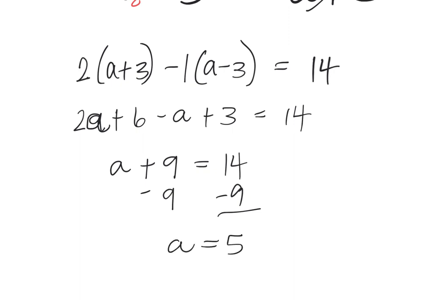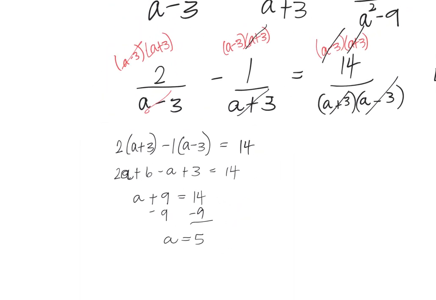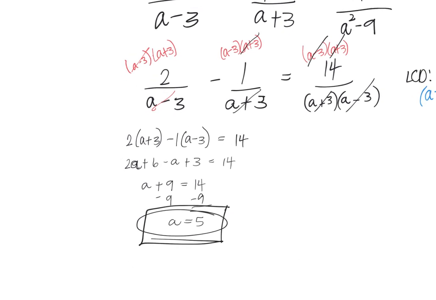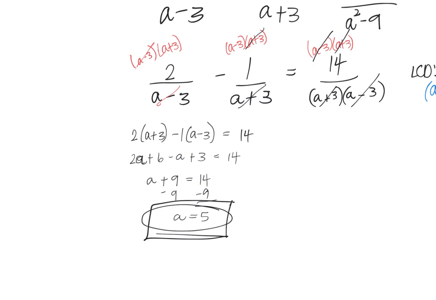So 5 equals a. You do want to go back and make sure that 5 works as a solution, but it does work. I'm going to go ahead and box it and say that's my solution. The number 3 or negative 3 wouldn't work. If we got those, we couldn't use those answers, because 3 minus 3 is 0 and negative 3 plus 3 is 0. But if I plug 5 in, 5 minus 3 is not 0, 5 plus 3 is not 0. So 5 is an answer I could use.